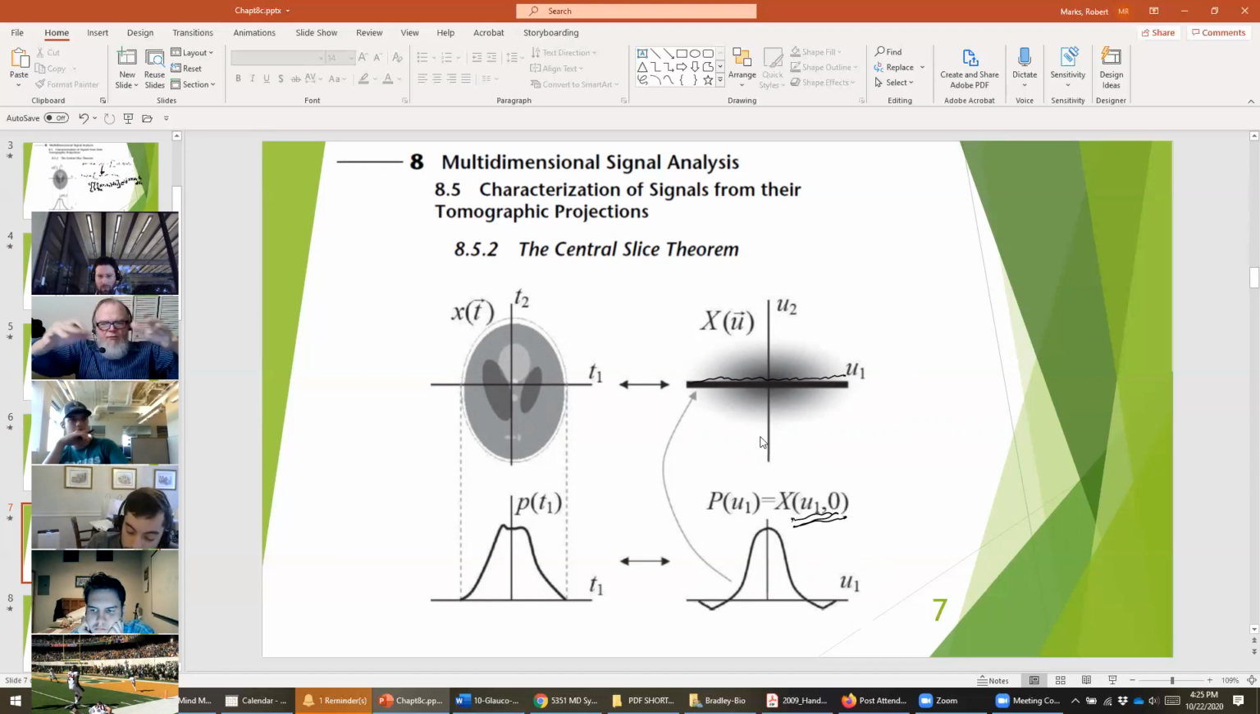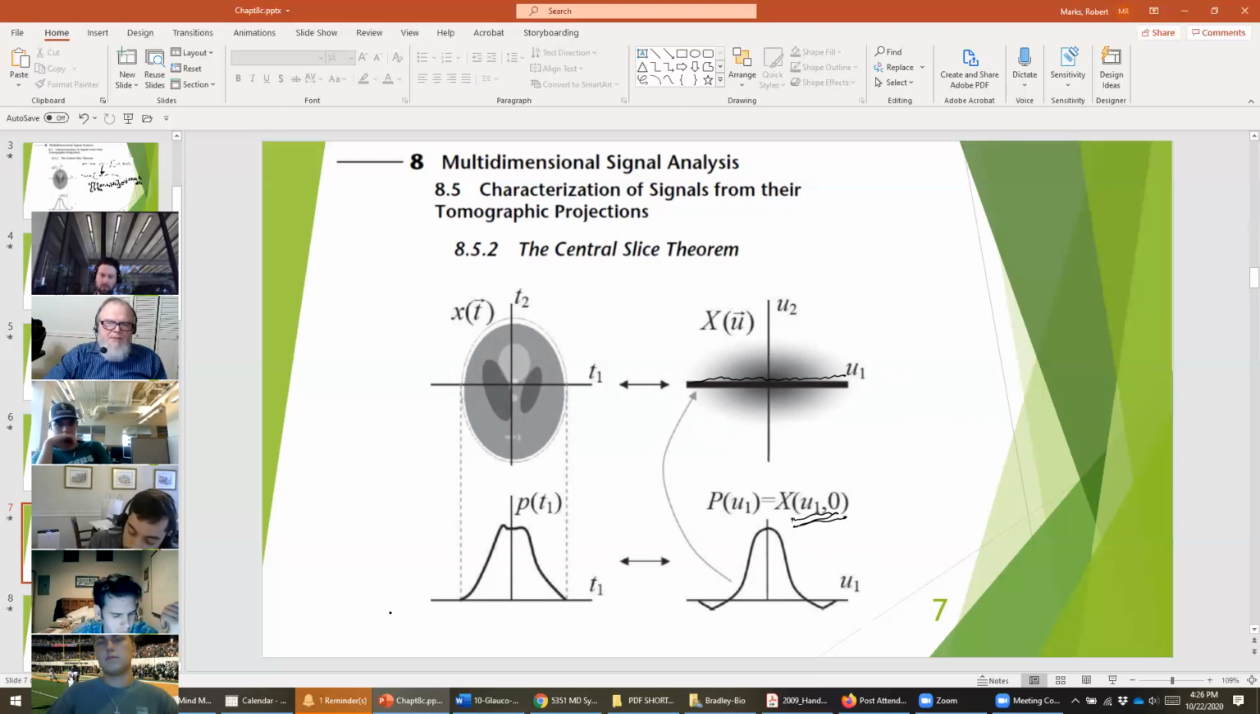We have a two-dimensional function, and we have found out that the Fourier transform of the projection is equal to a slice of the Fourier transform. Now, the Fourier transform itself is a two-dimensional function, and what we get is not the two-dimensional Fourier transform, but just a slice of that two-dimensional Fourier transform. And this is the idea of the central slice theorem. Isn't that interesting?